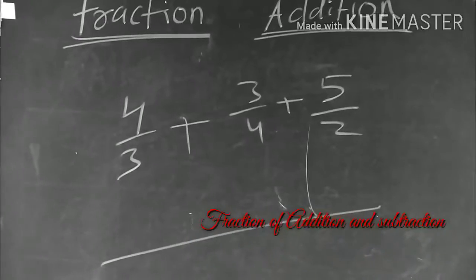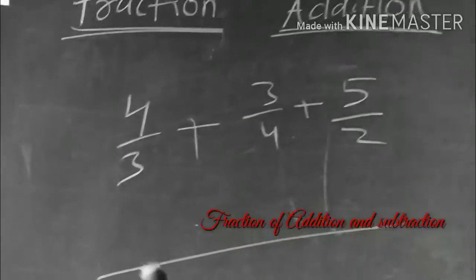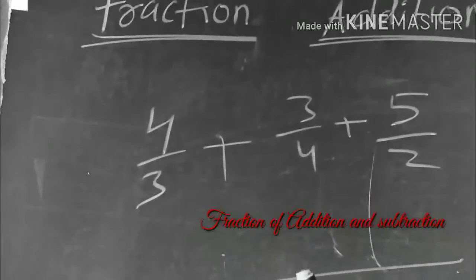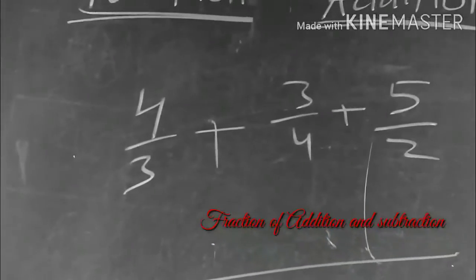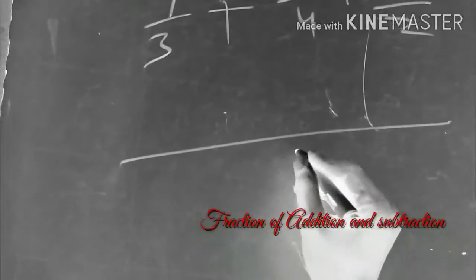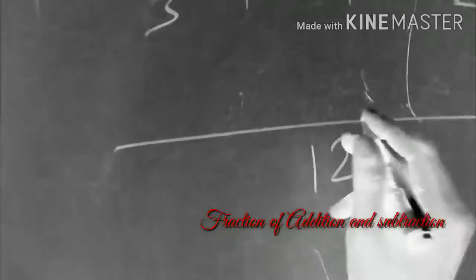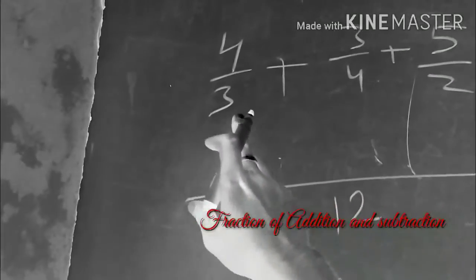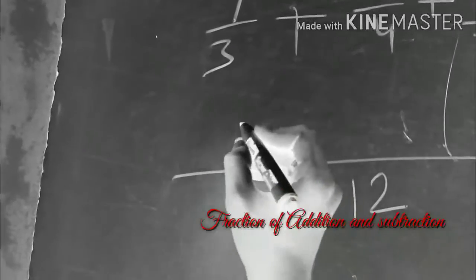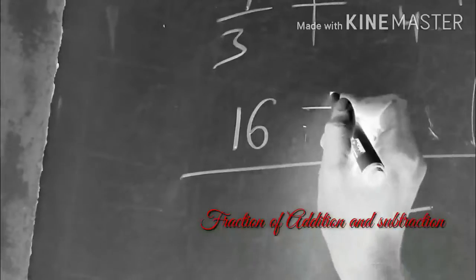The next question is 4 by 3, 3 by 4, 5 by 2. So what do I have to do? We have to take the LCM of 3, 4 and 2. What LCM will come? 12. Then 12 divided by 3: how much? 4. 4 4s are 16. Plus sign plus.